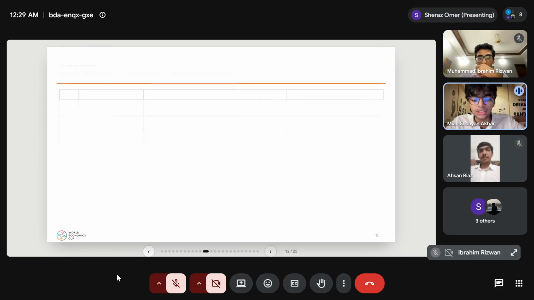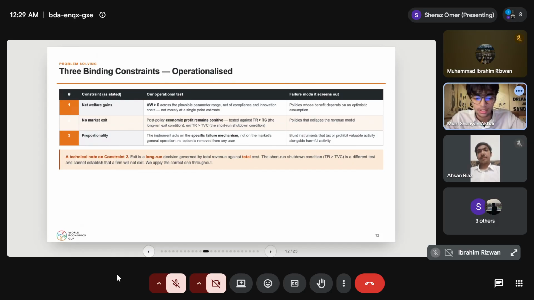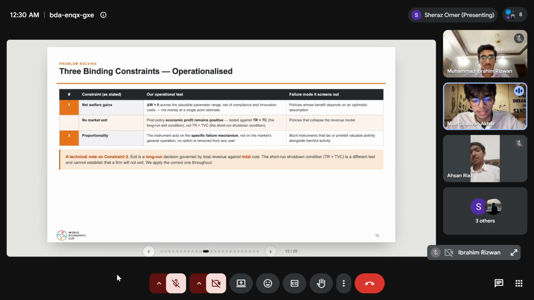Next slide. Three constraints were applied to every candidate policy. Net welfare gain, evaluated across a plausible parameter range rather than a single estimate. No market exit, tested using the long run condition comparing total revenue to total cost rather than the short run shutdown condition, since a policy can pass the short run test and still cause exit over a longer horizon. And proportionality, meaning the instrument acts on the specific failure mechanism rather than the market's general operation. Four candidate solutions were evaluated against three constraints, and three are rejected here.